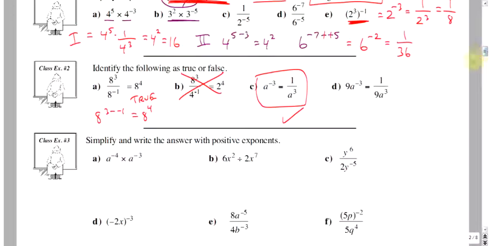Okay, how about this one? Do we like this one? Don't yell it out. Emily? You do? Well, you got a 50-50 chance. Does this negative 3 apply to the 9?